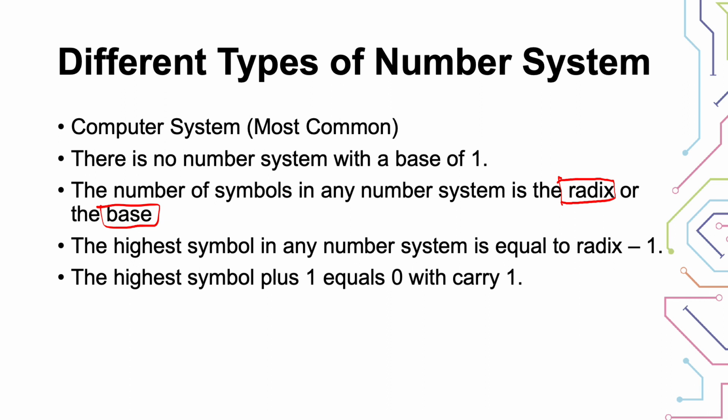So the highest symbol of any number system is equal to radix minus 1. For example, if your radix is 9, your numbers only play from 0 to 8. If the number system is 8, then 8 minus 1 is 7, so the highest number in your number system is 7. The highest symbol plus 1 equals 0 with carry 1. Always. Okay, so that's the common nature.